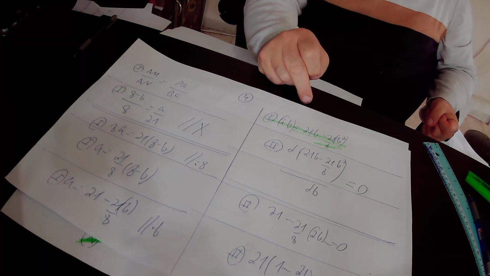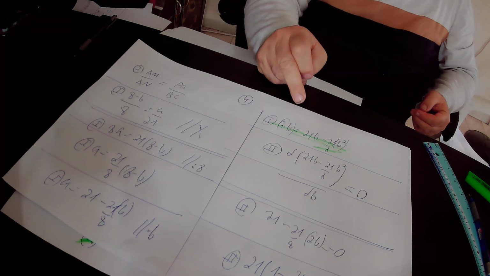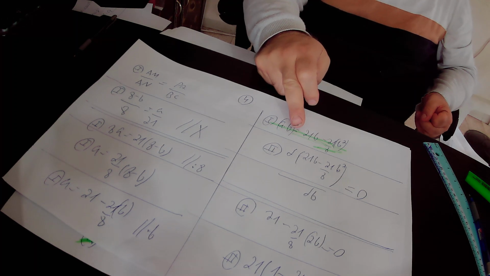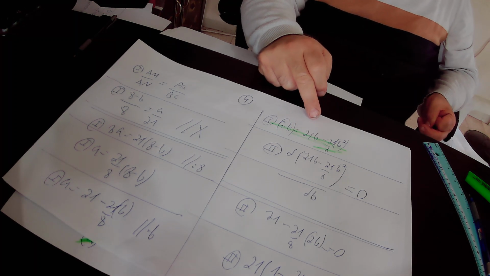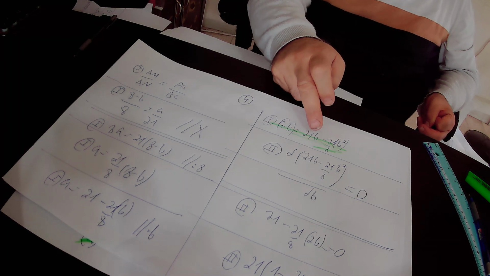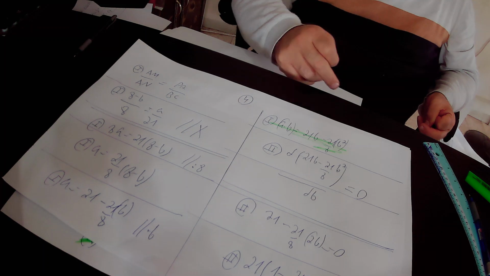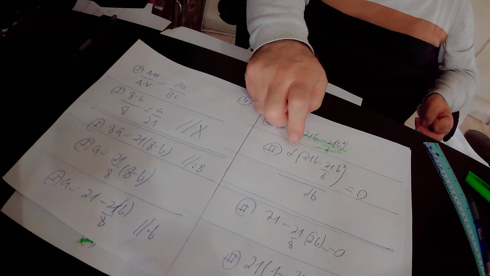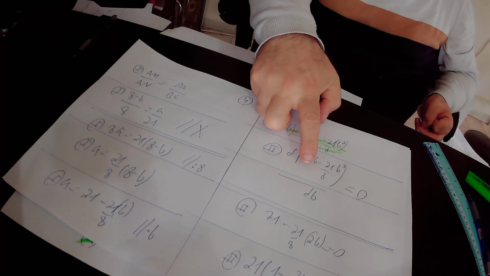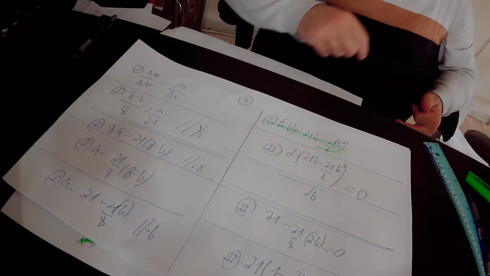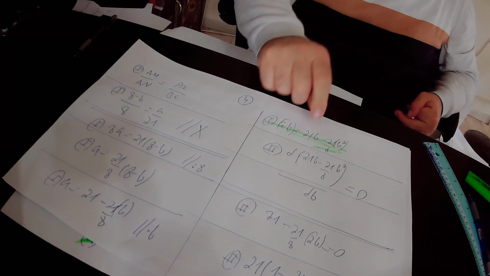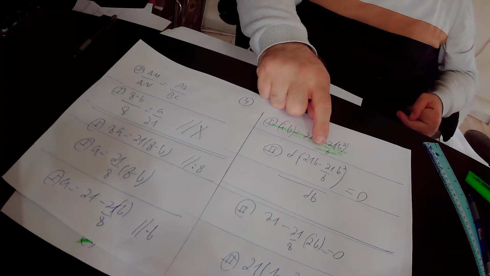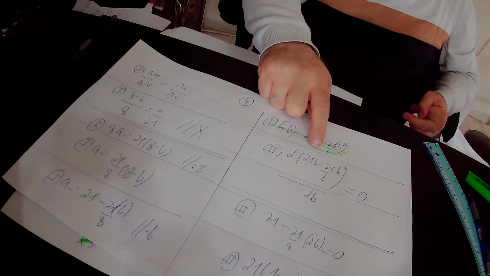So in the first step, we differentiated this function area of the rectangle PQST. The function area is 21b minus 21b squared over 8, and we equated the derivative to 0. We took the derivative according to the independent variable b. Okay? So what is the derivative of 21b? The derivative of b is 1, so in total the derivative of 21b is 21 times 1, that is 21.